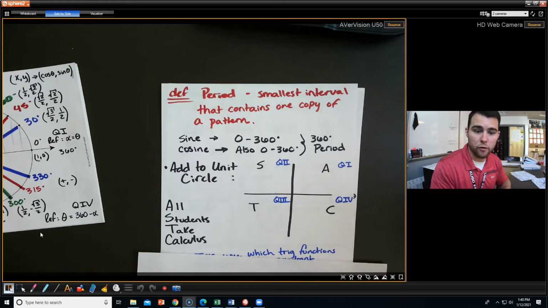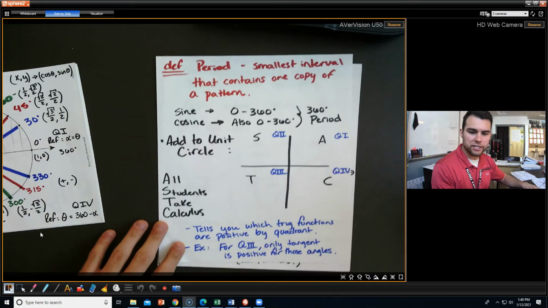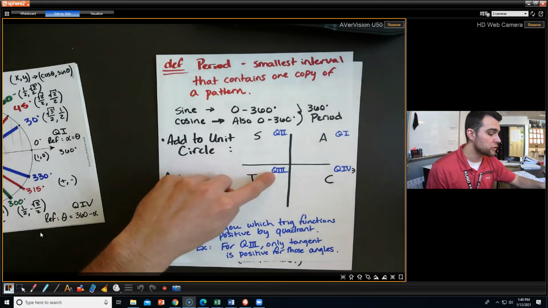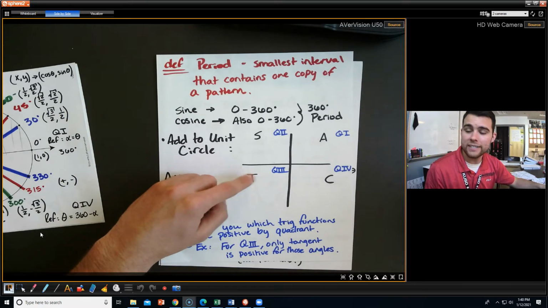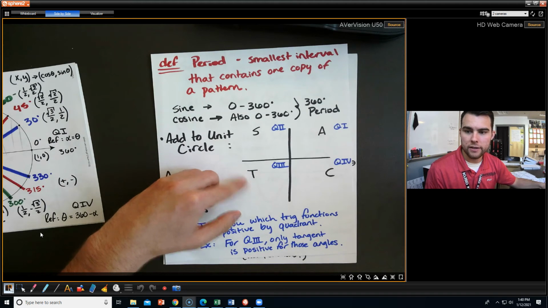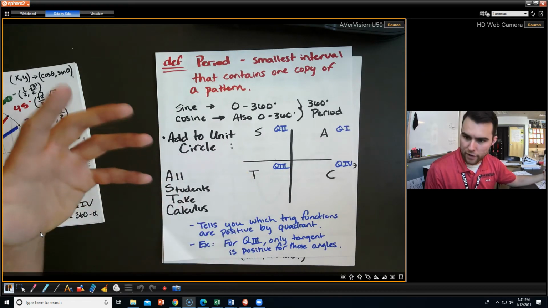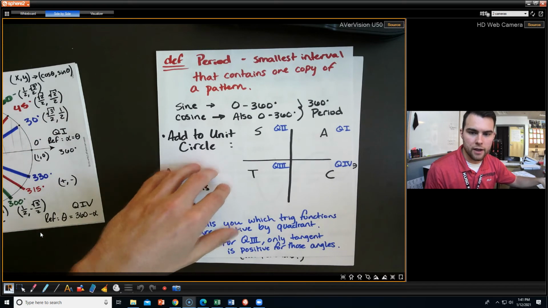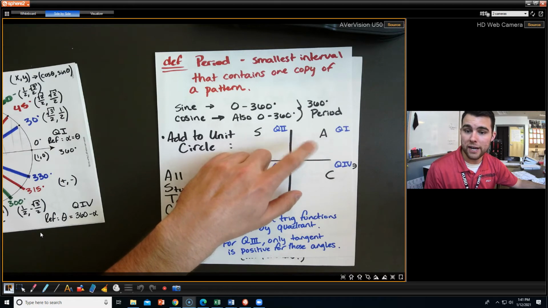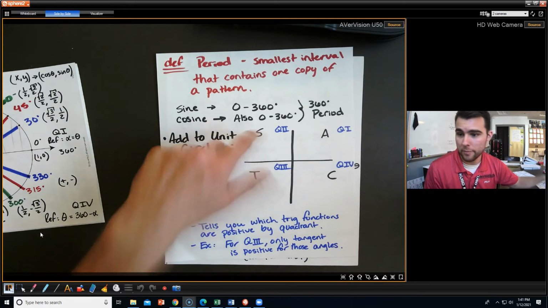ASTC is an acronym for All Students Take Calculus. Okay. And basically what that does is it tells us which trig functions are positive by quadrant. Right? So for example, if we look at quadrant 3, this is T for tangent. So that tells me that only tangent functions for angles taken here is going to be positive. That means if I take the sine of angles in quadrant 3, I'm going to get a negative value, okay? If I go into quadrant 1, it's all, right? That means every trig function is positive in quadrant 1. Quadrant 4 means only cosine's positive, sine's only positive in quadrant 2.